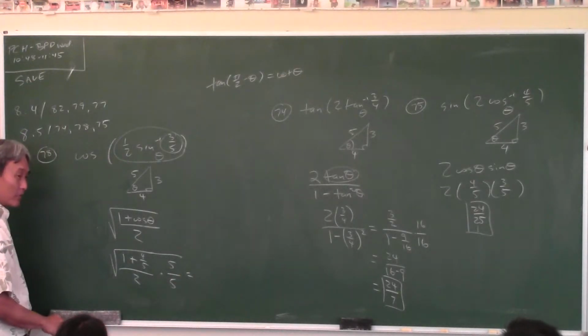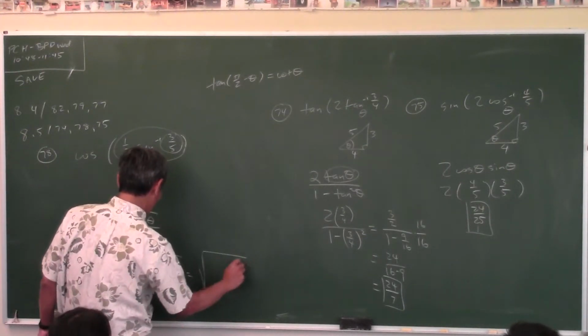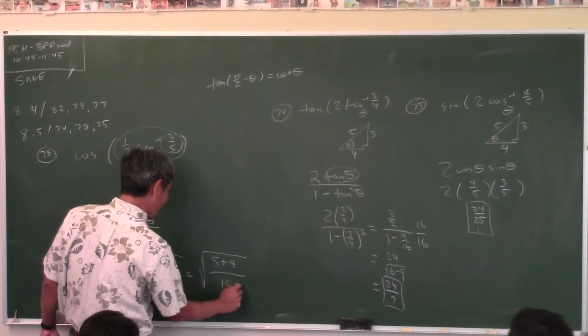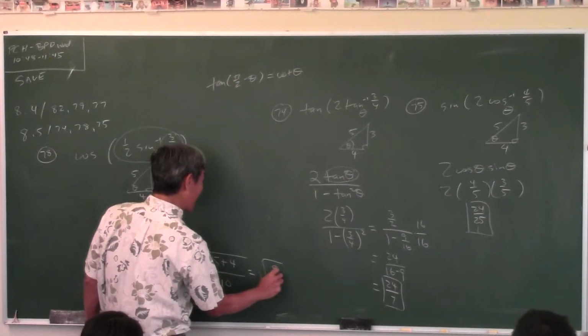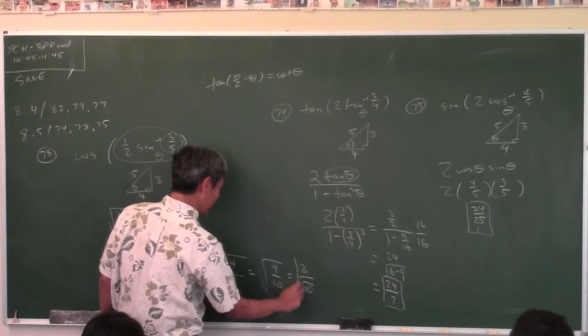Does that mean, what did you say? Dos. You said dos, did you? So anyway, what do you got? The square root of 5 plus 4 all over 10. So that's the square root of 9 over 10, which is 3 over root 10.